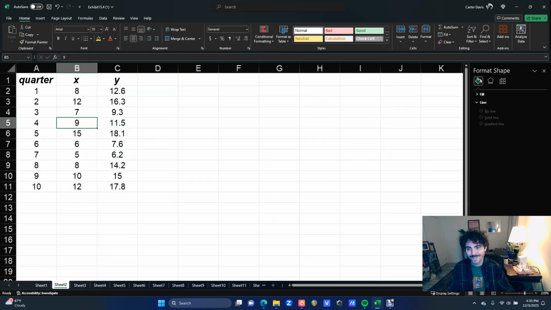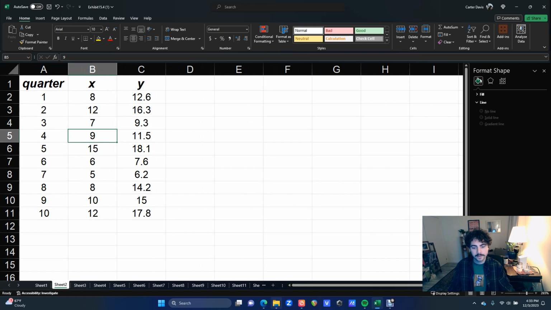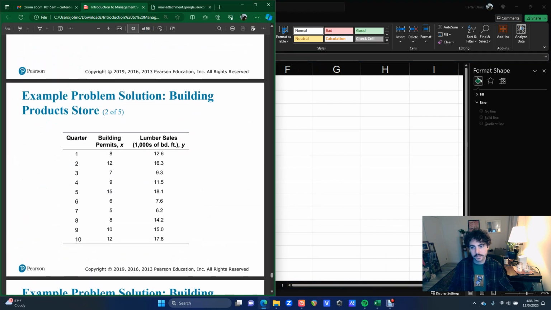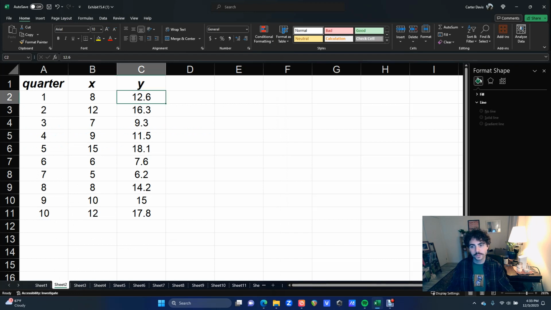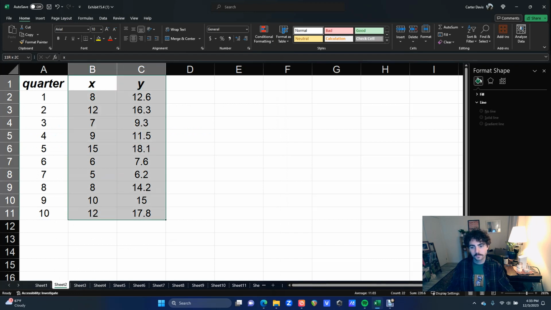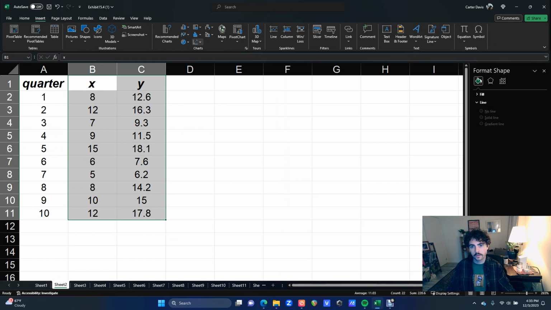Now, here we go. In the PowerPoint, they ask you to do something with this example here. So we have quarters 1 through 10, building permits, and lumber sales, X and Y, respectively. Step one is computing the components of a linear regression equation. So we're using X and Y and coming up with our linear regression equation.